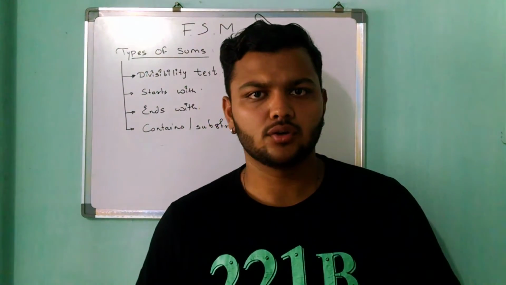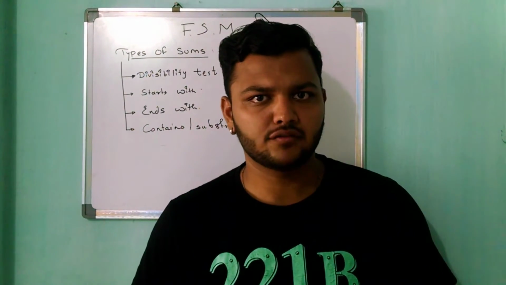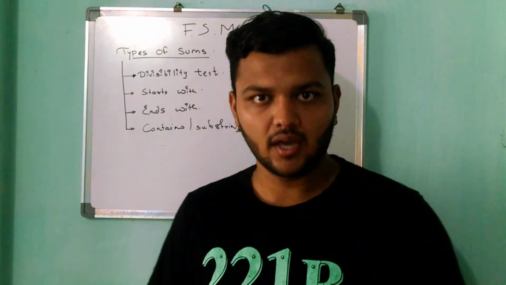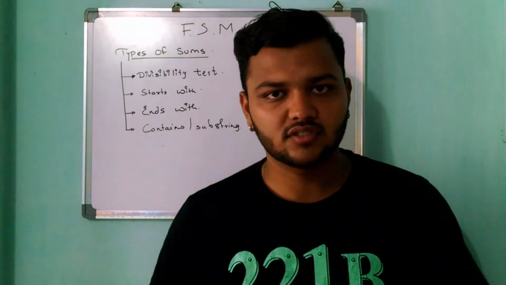In the first tutorial we saw how FSM works, how the state transition function, machine function and state transition diagram work, and how we build it. In this tutorial we'll study the different types of sums. We'll go through them and then tackle one of the sums. These are the four basic types of sums.